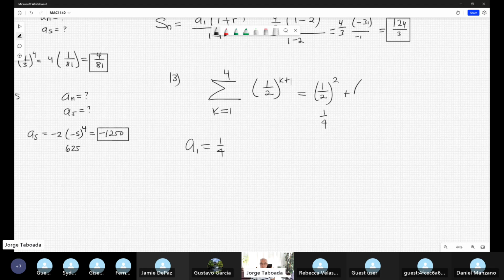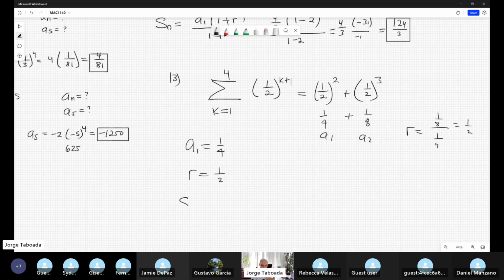A2 is 1/2 raised to the cubic power. That is 1 over 8. This is A1, this is A2, and the common ratio. How do you know? Because it's exponential. Exponential is always a geometric sequence. It is 1 over 8 divided by 1 over 4, which is 1/2. So the common ratio is 1/2.